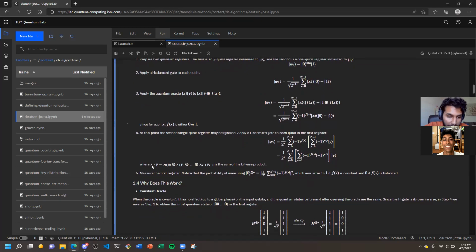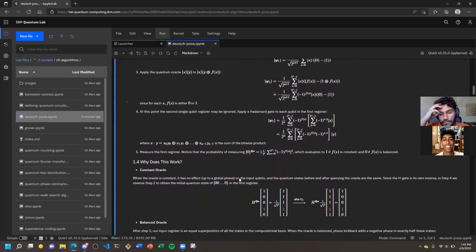And finally, where x times y is equal to x0 y0 plus x1 y1 plus, and we have that all the way up until our number of qubits, and this is the sum of the bitwise product. Measure the first register, and notice that the probability of measuring this is the following, which evaluates to 1 if f of x is constant, and 0 if f of x is balanced.